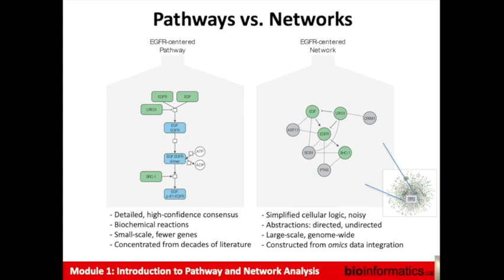Usually the models are developed based on many years of study and many publications. So for instance, the EGF receptor pathway or metabolism are examples. Networks, on the other hand, are sets of relationships between genes of different types. For instance, we could have genes activating each other or binding each other, and they represent a more simplified view of cellular logic. Frequently they're noisier, and they often come from large-scale genome-wide assays like co-expression relationships for transcriptomics or large-scale protein interaction screens.